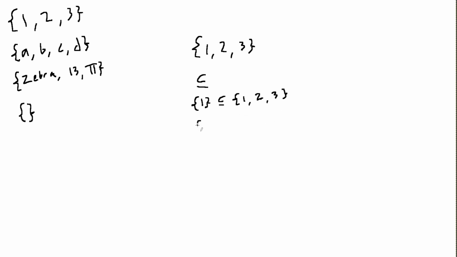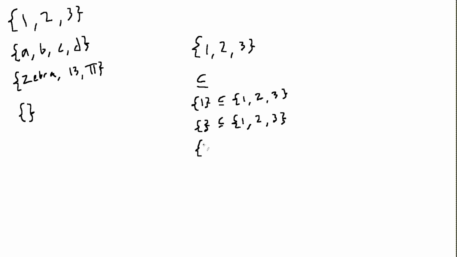Now, it might seem a bit weird, but the empty set is also a subset of 1, 2, 3, because every element in the empty set comes from here. There aren't any elements, but that means it's true, right? If we pick an element in here, we can see that it's in here. We just can't pick any elements. So while this might seem a bit weird, it's actually true.